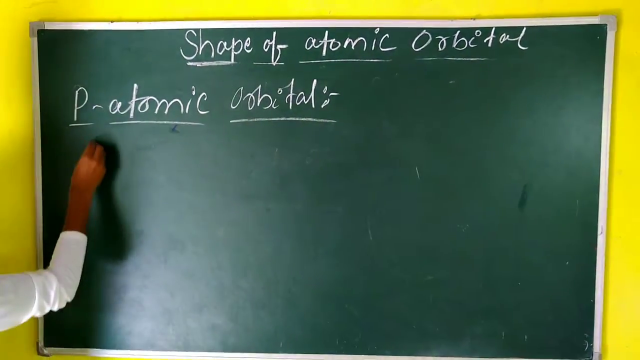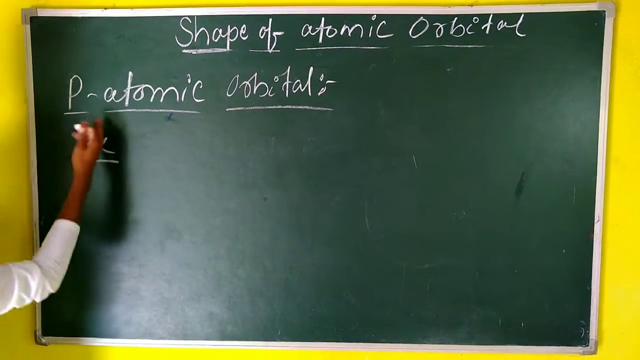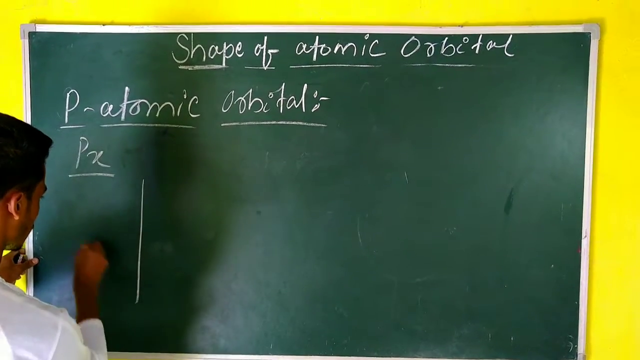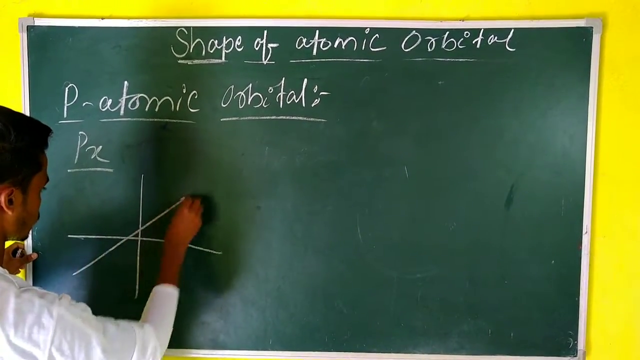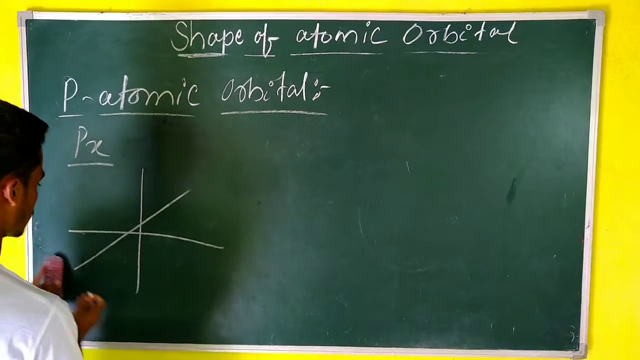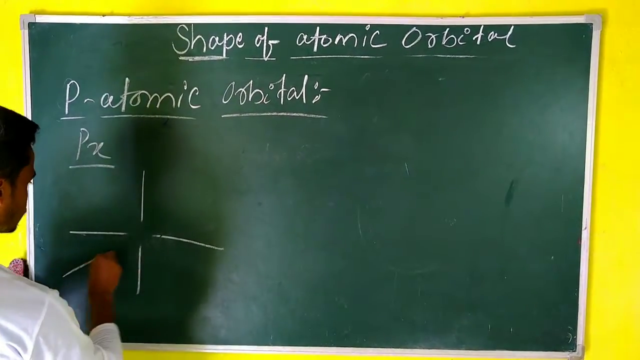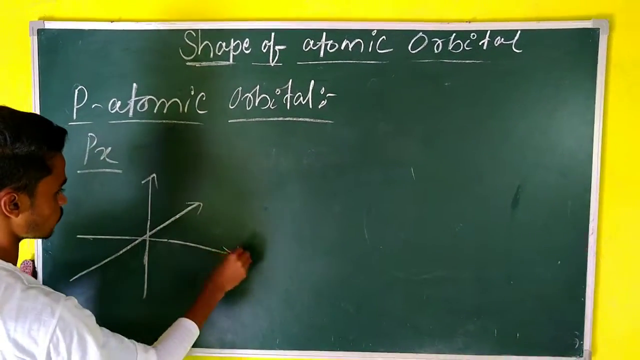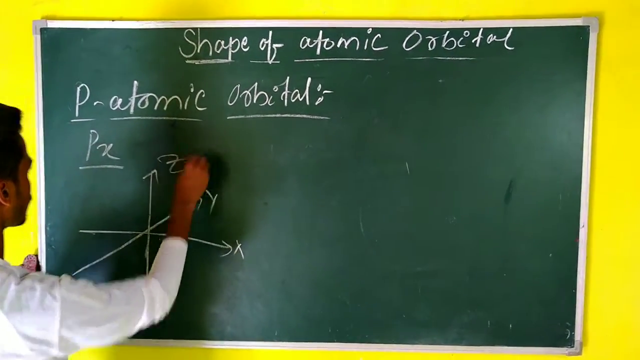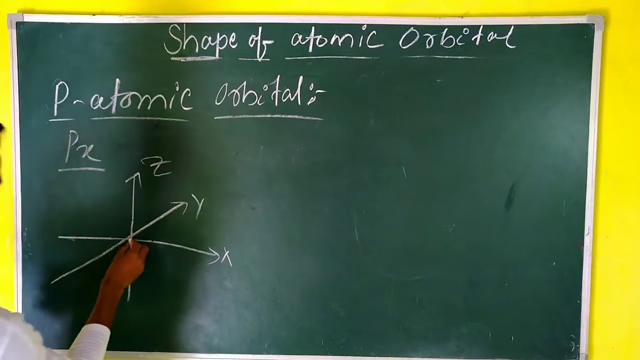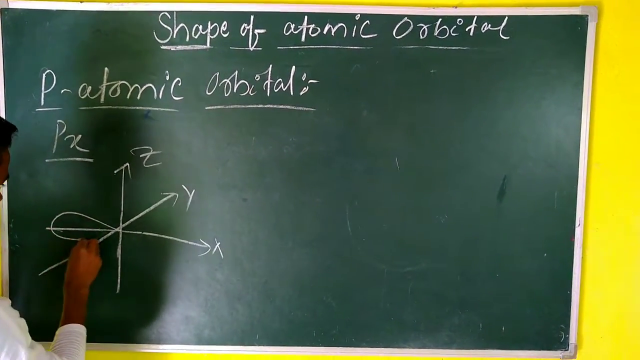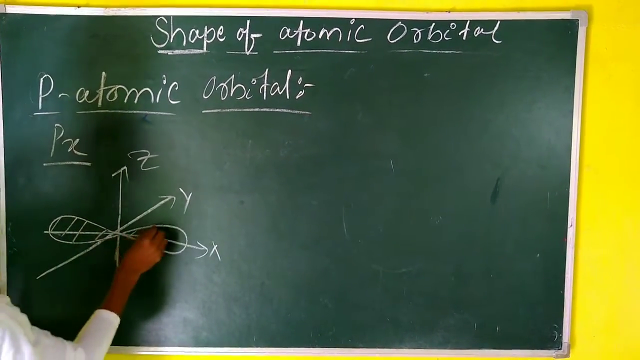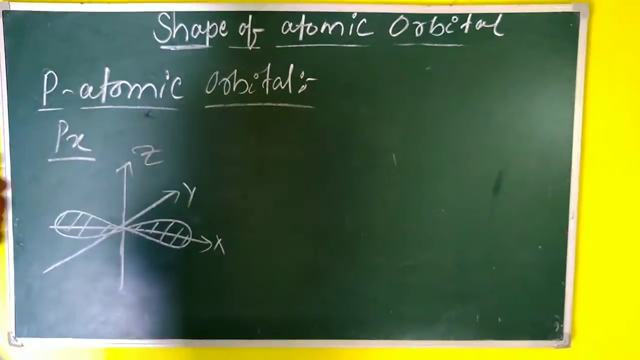So for px, what is the shape of the px atomic orbital? So these are 3 axes: X, Y, Z. So for X, this is the shape of the px subshell. Then py.